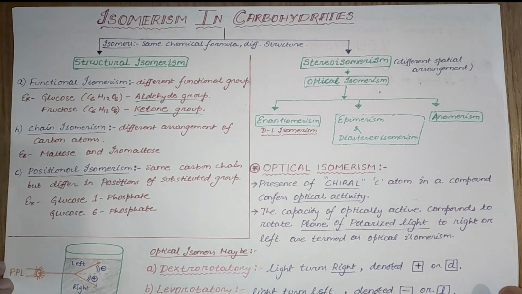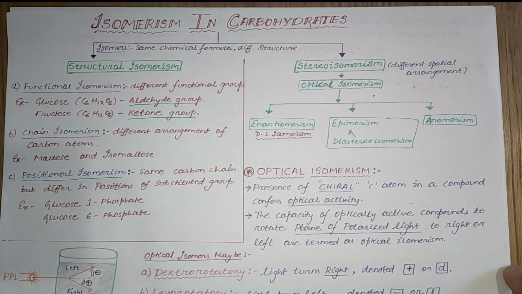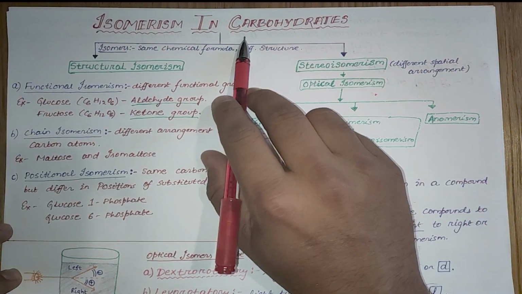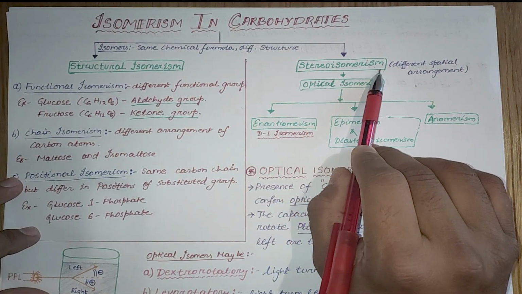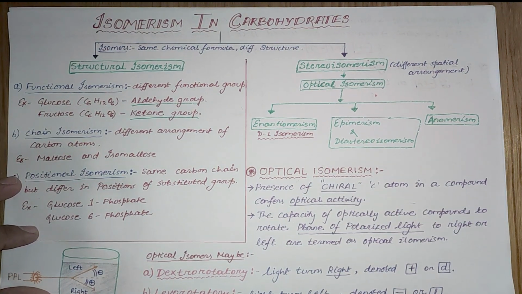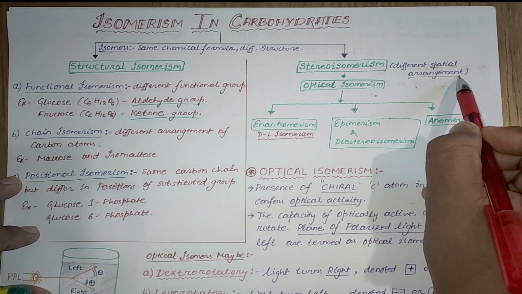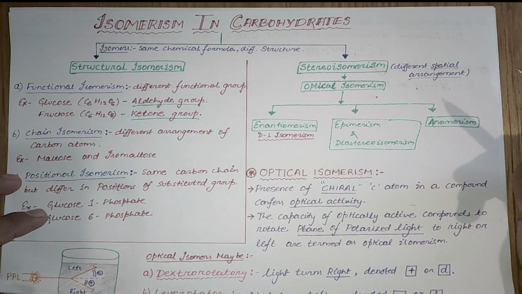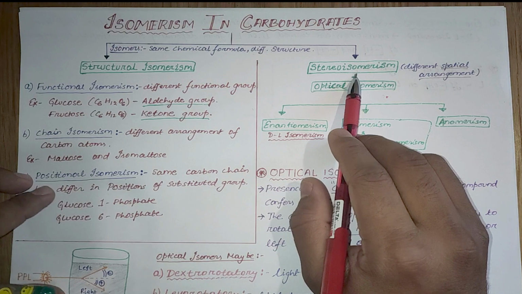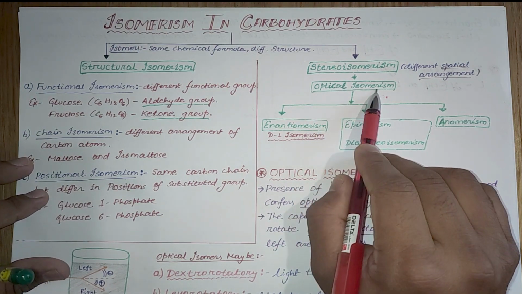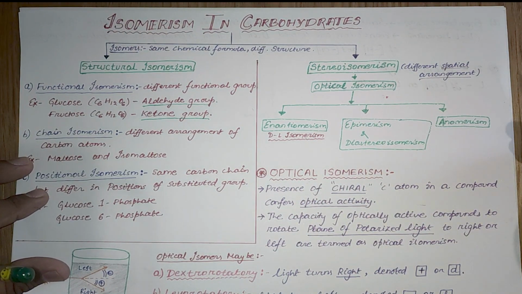Then comes the second type of isomerism shown by the carbohydrates, that is stereoisomerism. Stereoisomerism particularly involves different spatial arrangement, the arrangement of atoms in space. Stereoisomerism is divided into optical isomerism and geometrical isomerism.